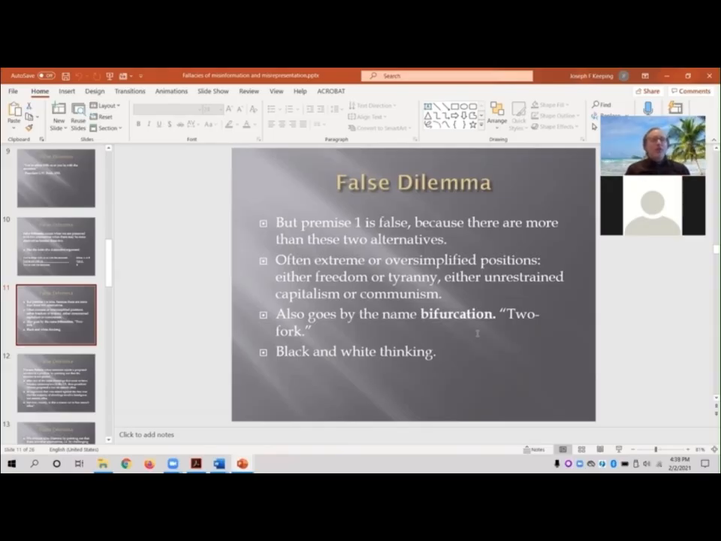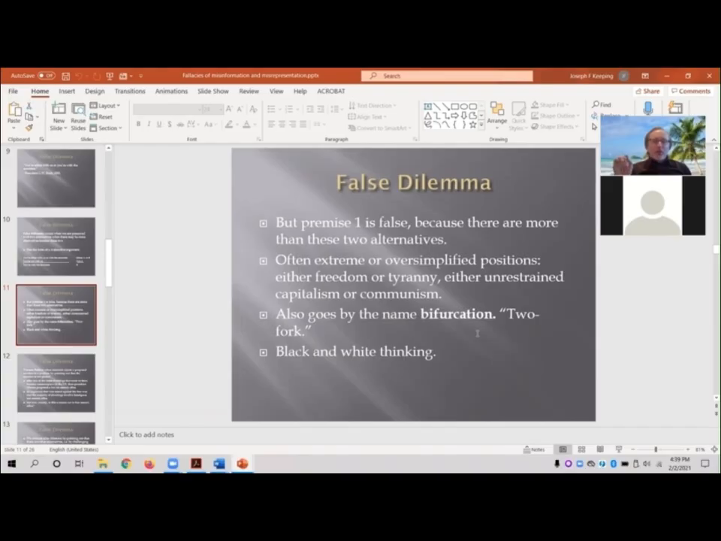It's a fallacy because they're misrepresenting the facts, right? They're misrepresenting the situation as you only got two alternatives, but you have more than two alternatives. So one of the premises is false. But this shows up often enough that it's worth treating as its own special category, the fallacy of false dilemma.